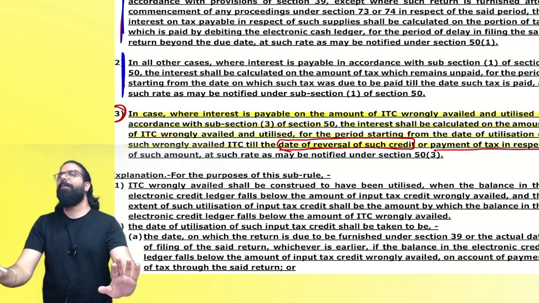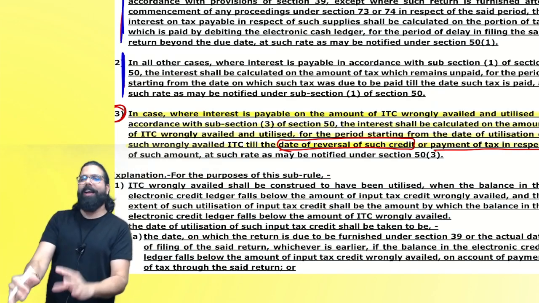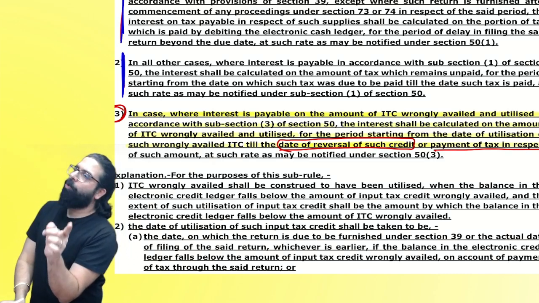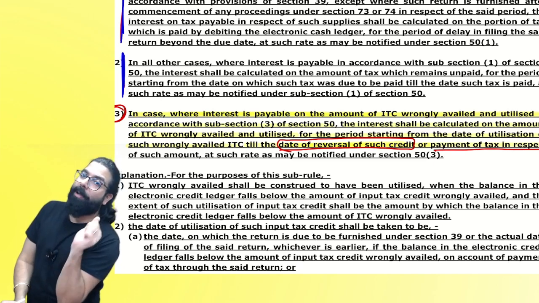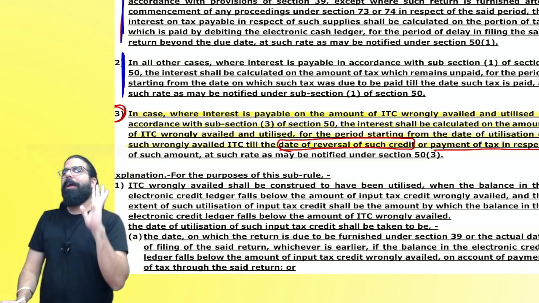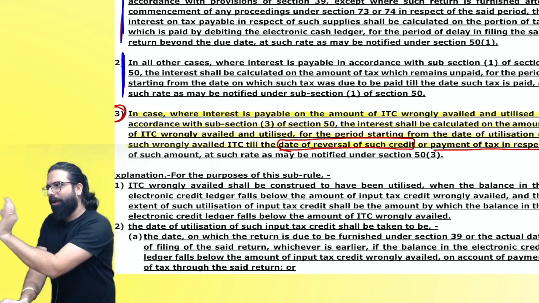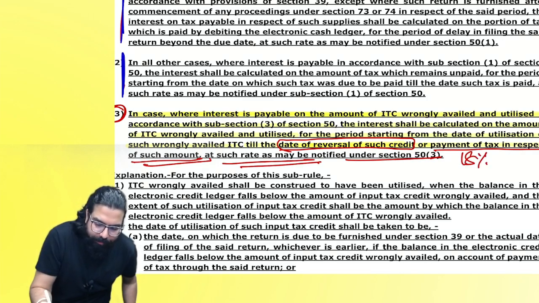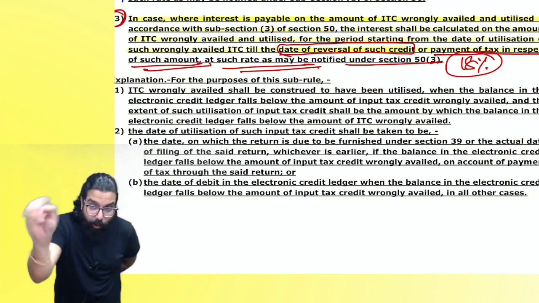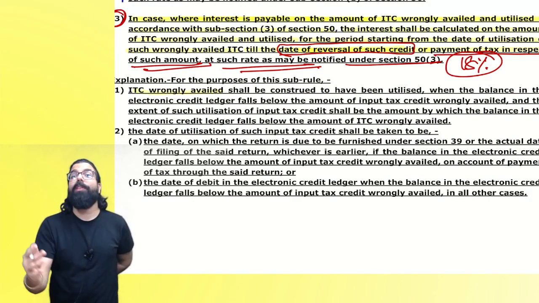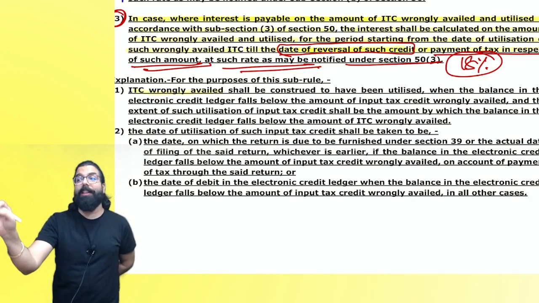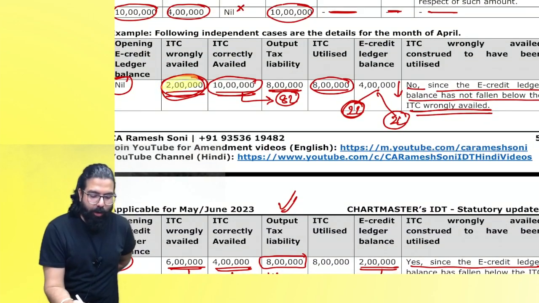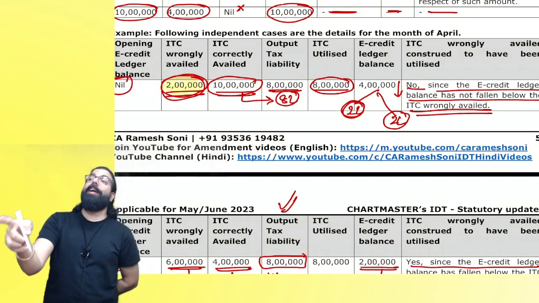Whenever you pay it back, either through return or otherwise, interest will run till you pay it back. Whenever you are paying it back through your return, then it is okay. If you want to pay in between the month when there is no return, then that form can be used. As of now, you don't have to remember it, but did you understand the concept? On such amount, at such rate as may be notified. Now listen to what I told you just now. ITC wrongly availed. In the first example, how much did you wrongly avail? 2 lakh. It will be assumed that you have used it when?